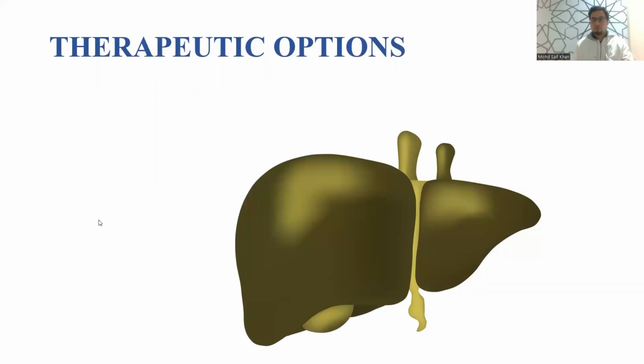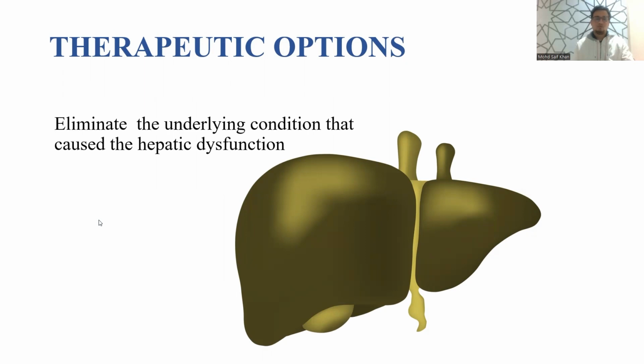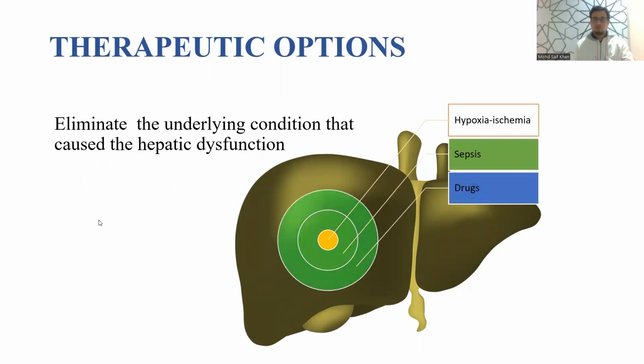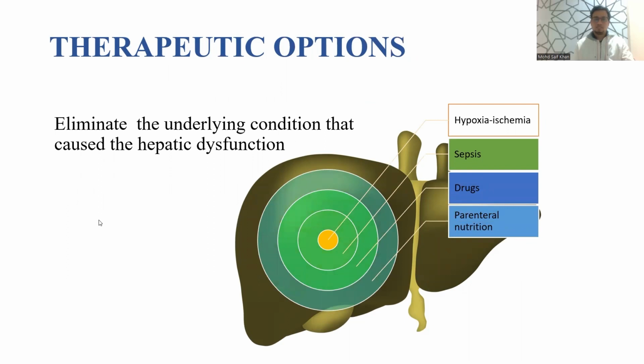Now, what are the therapeutic options? Currently, research looking into the treatment options in critically ill patients with cholestasis or DILI is lacking. The first thing which we all should be able to do is to eliminate the underlying condition that has caused liver dysfunction. For example, treating the sepsis or maintaining mean arterial pressure more than 65 millimeter of mercury or avoiding hypoxia are a few of these strategies, and avoiding the hepatotoxic drugs and keeping the patient on enteral nutrition rather than parenteral nutrition, and avoiding unnecessary transfusions.